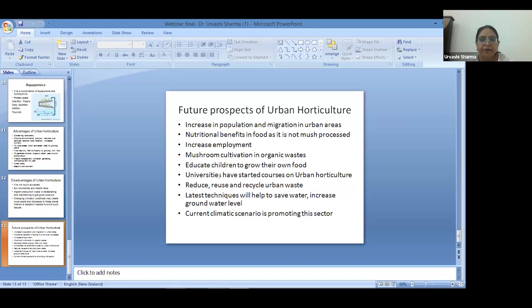And the current climatic scenario, which I already discussed, is promoting this sector. Everyone wants to have beautiful gardens in the buildings, in the offices, near the offices, and it also creates a serene environment. So here lies more future prospects, and everybody is working towards it.